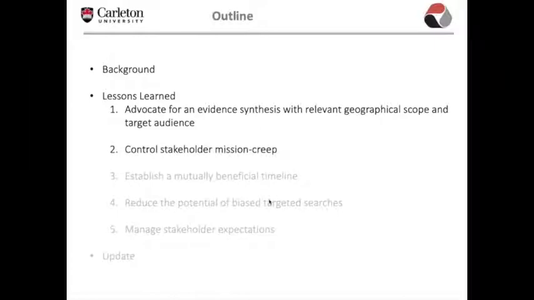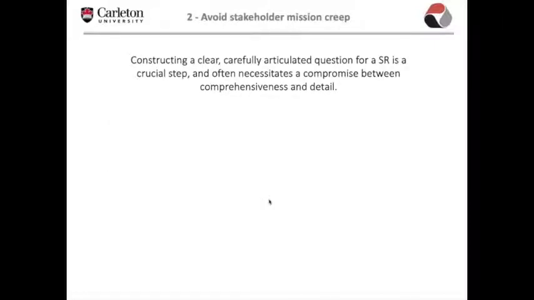So moving on to our second lesson, which is avoiding stakeholder mission creep. This is something that we have run into a lot on our reviews and can be better controlled for right from the beginning. Constructing a clear, carefully articulated question for a review is a crucial step and often necessitates a compromise between comprehensiveness and detail. We find this to be especially true in environmental science and with stakeholders that are new to the process.